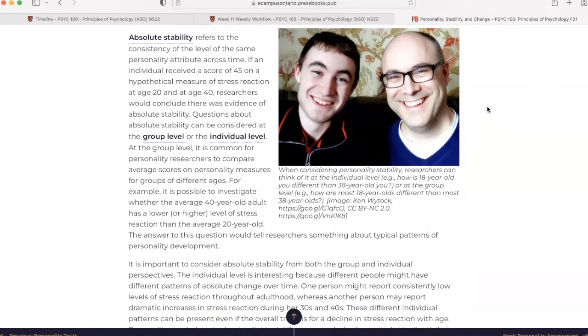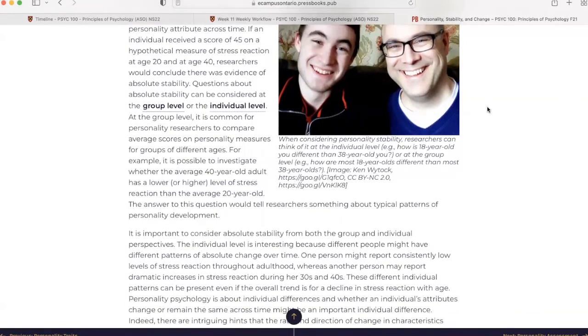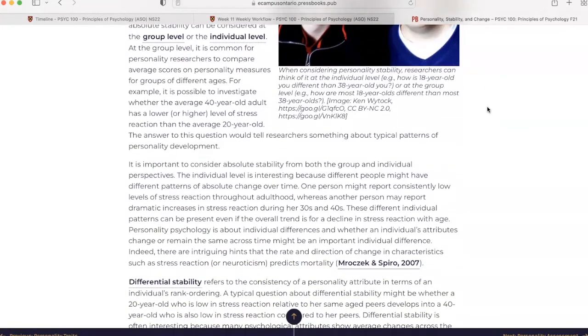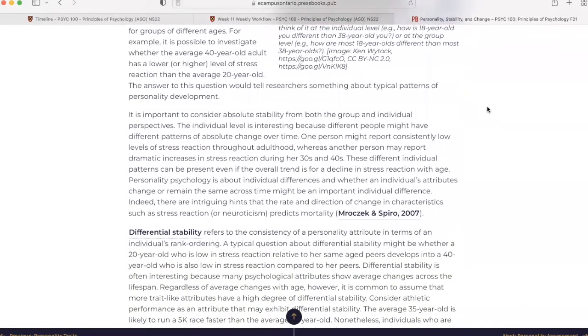Questions about absolute stability can be considered at the group level or the individual level. At the group level, it is common for personality researchers to compare average scores on personality measures for groups of different ages. For example, it is possible to investigate whether the average 40-year-old adult has a lower or higher level of stress reaction than the average 20-year-old. The answer to this question would tell researchers something about typical patterns of personality development.